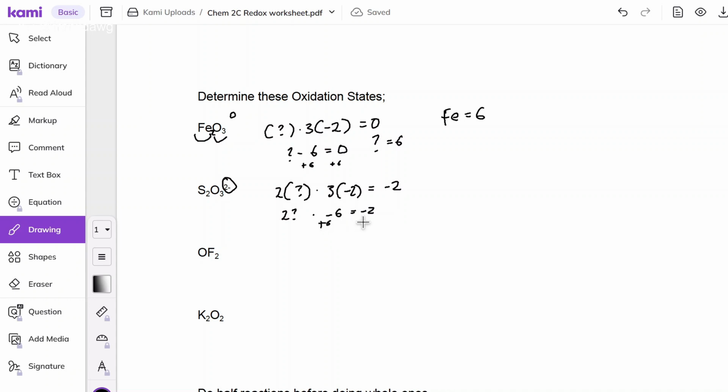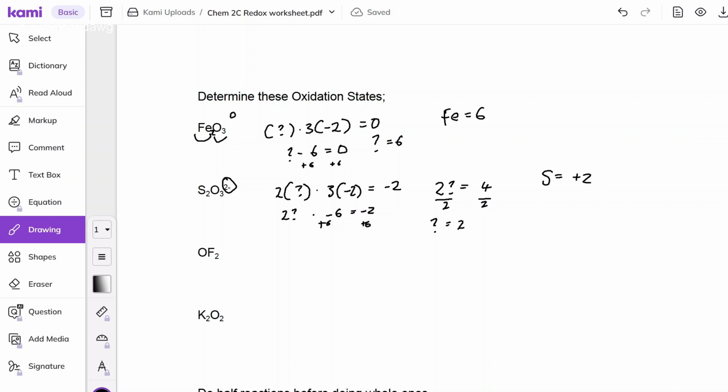Then we move 6 to the other side again, and then it becomes 2 times the question mark is equal to 6 minus 2, which is 4. Then now we have 2 question marks is equal to 4. What must the question mark be? The question mark is equal to 2. So that means each of the S's has a +2 charge.